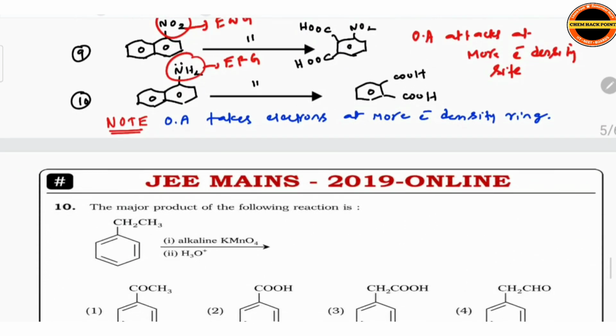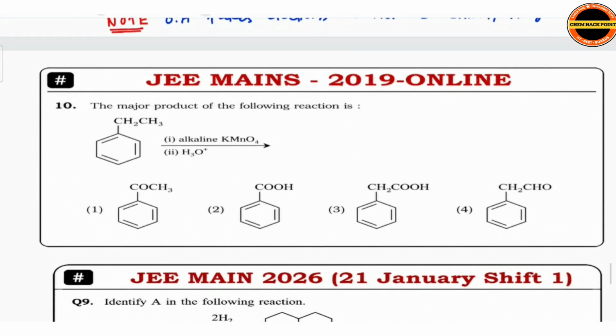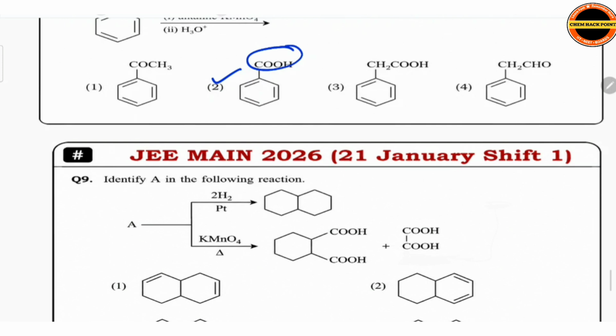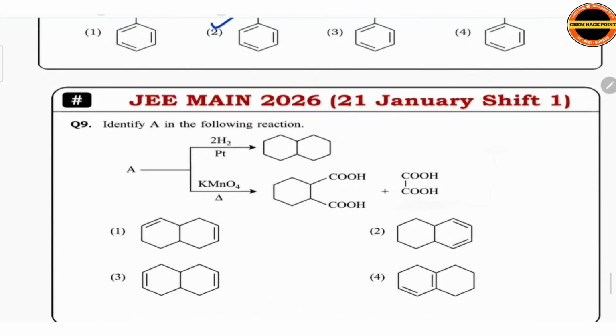Fine. JEE Main 2019 question here. The major product of the following reaction with alkaline KMnO4, H3O plus. Just now we discussed side chain oxidation. What happens here? Oxidation occurs at this alpha carbon and it converts into COOH. Simple question.